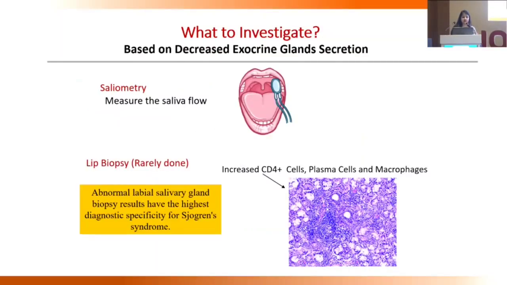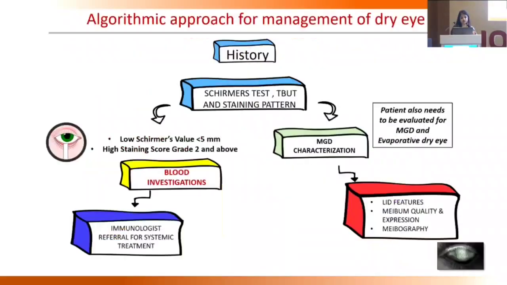What else can be done is sialometry, which is the measurement of the salivary flow, which is done by the ENT specialist most of the time and also in the rheumatologist clinics. And a lip biopsy can be done, which is rarely done, but abnormal labial salivary gland biopsy results have the highest diagnostic specificity for Sjogren's syndrome.